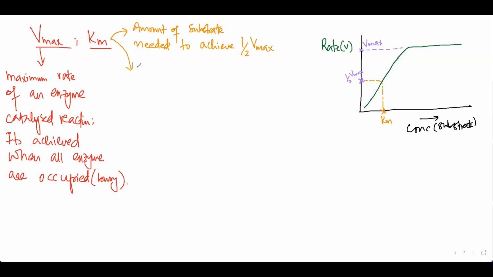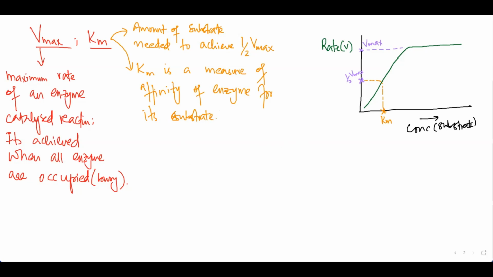Basically, Km is a measure of affinity. Affinity means attraction. It is a measure of the affinity of an enzyme for its substrate. Beta, what is affinity? Attraction. How much an enzyme loves its substrate.